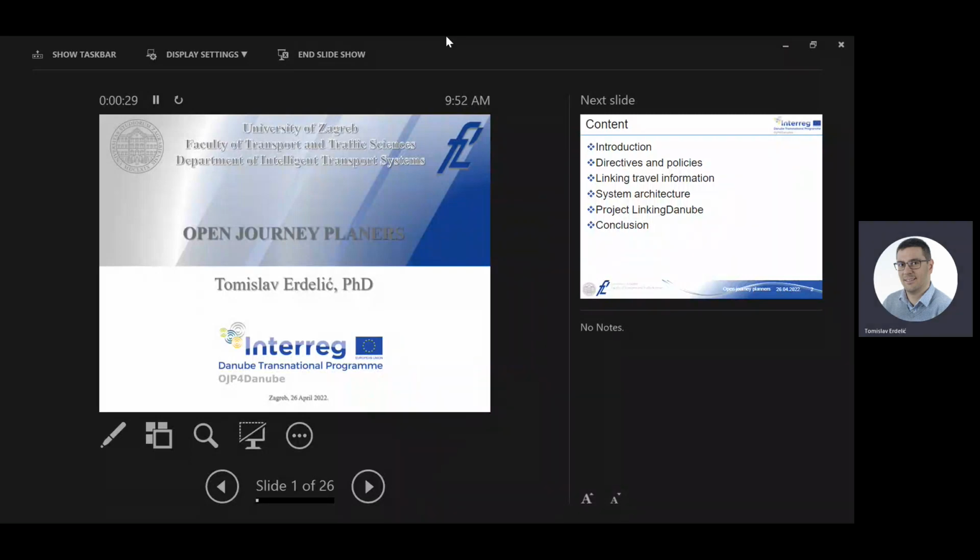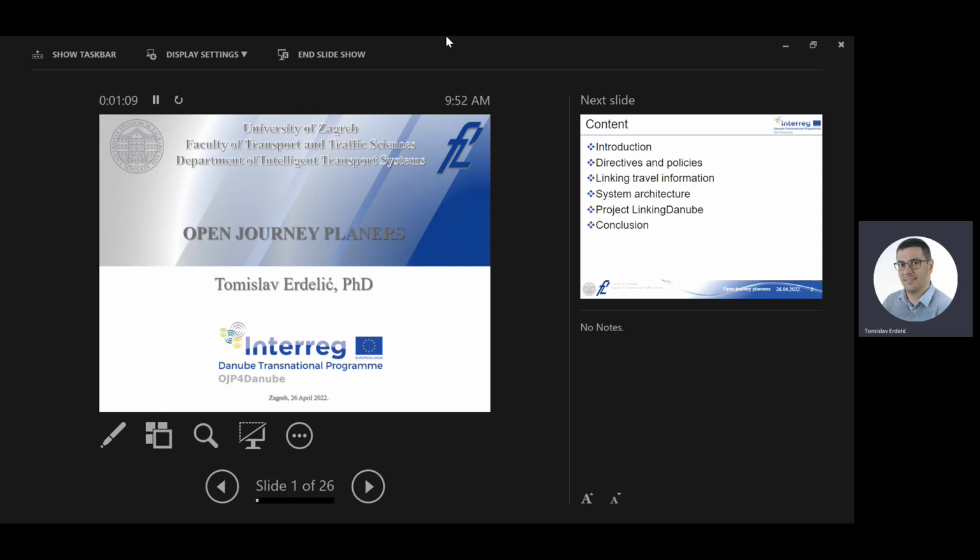The project is called Open Journey Planner for the Danube region, as part of the Interreg, which is financed by the European Union. What do you think? What does Open Journey Planner mean? Let's say, what is a journey planner? Yes, when you have to plan a trip. This is mostly related to tourists, but also to people that travel each day for work, but mostly focused on tourists.